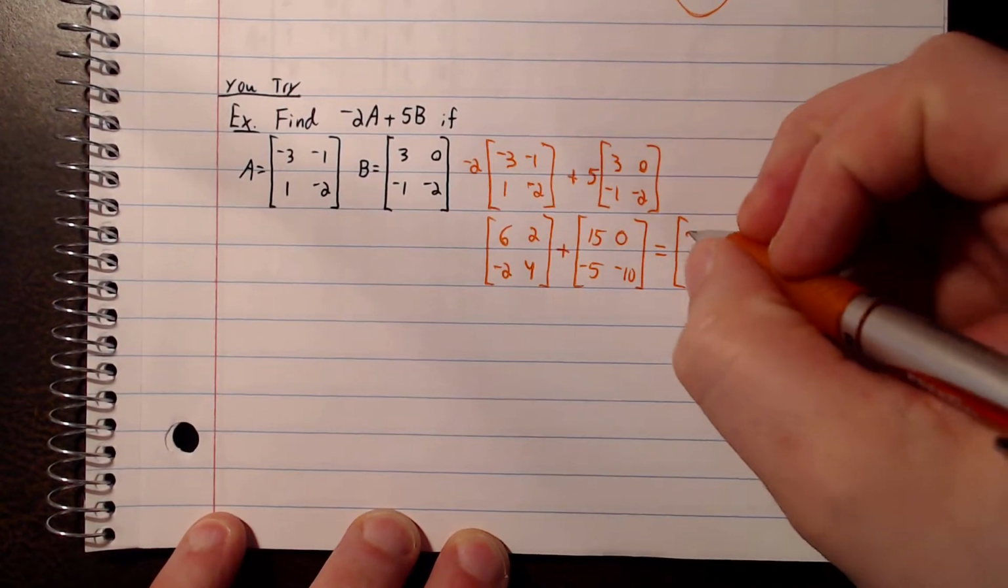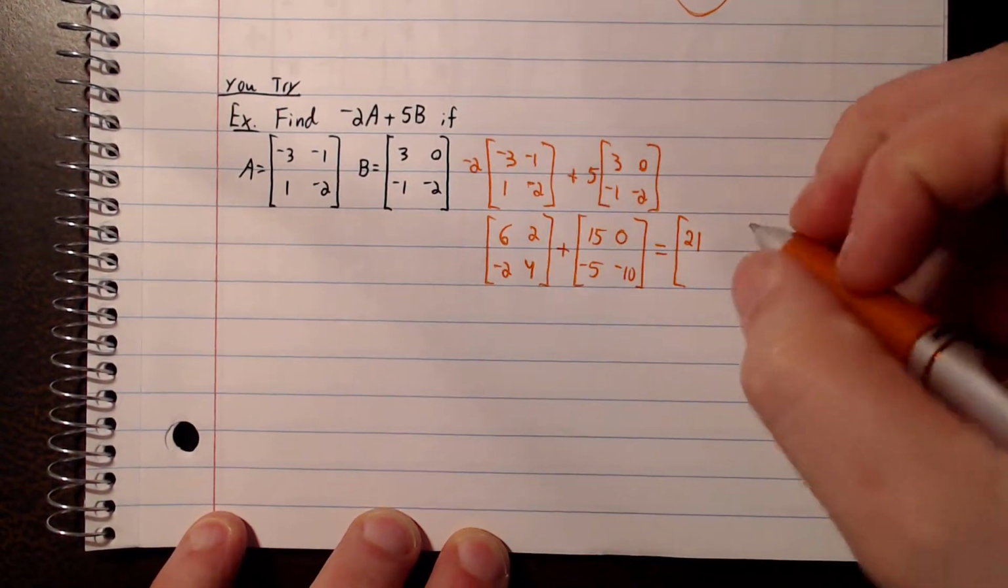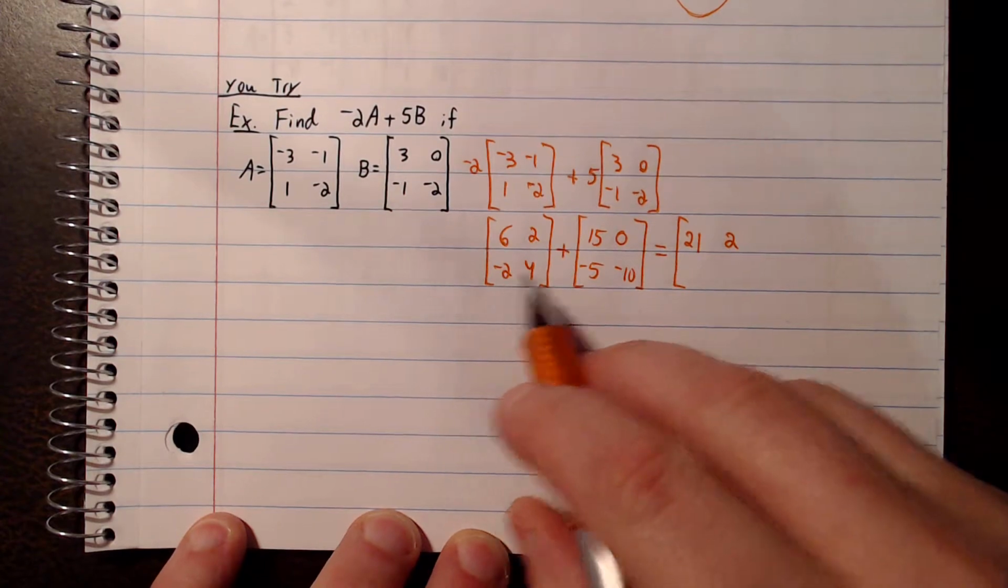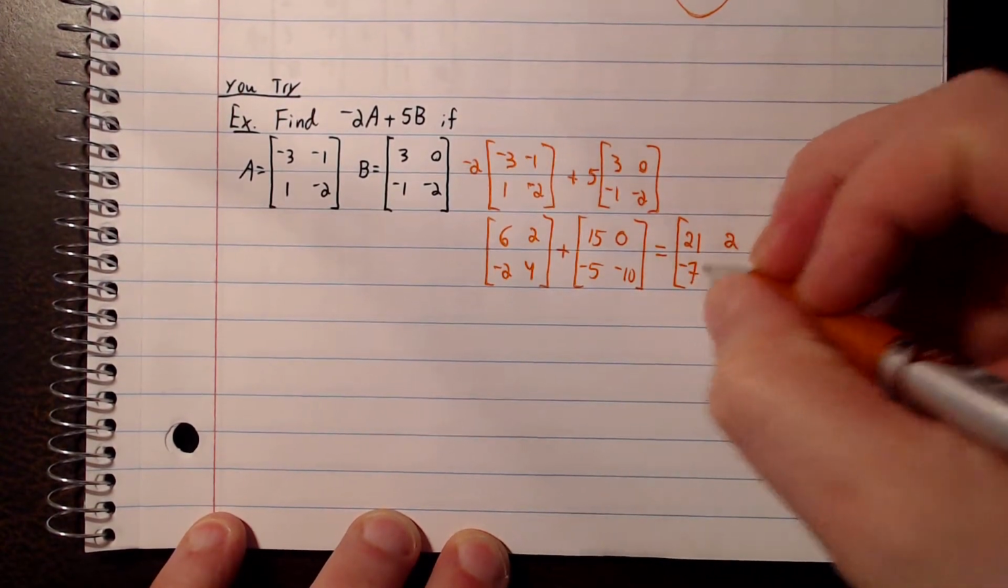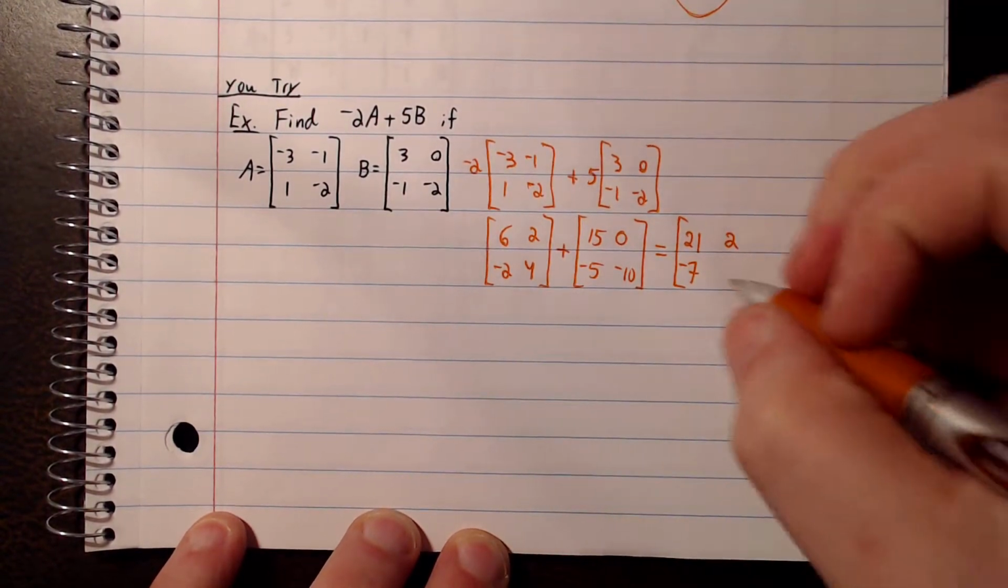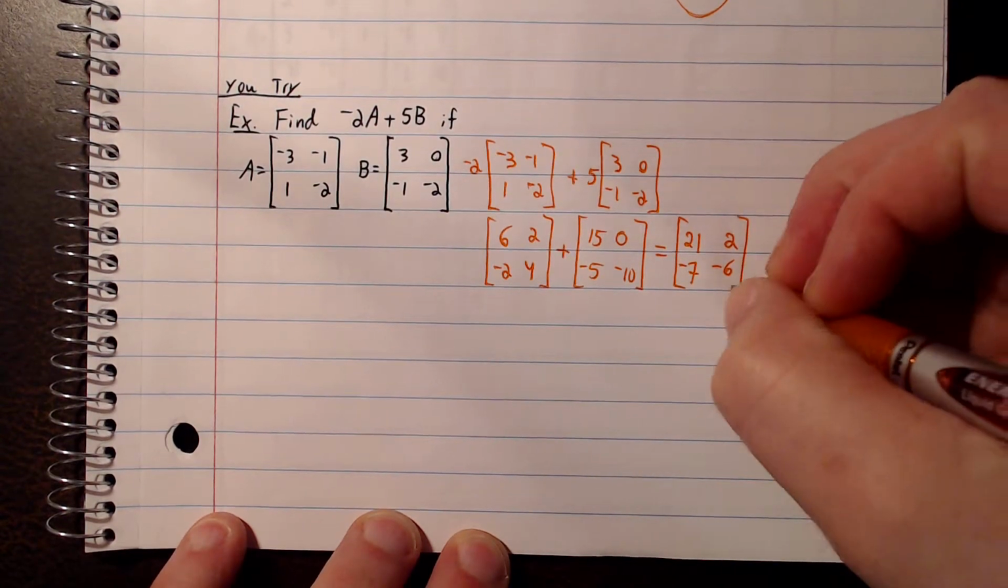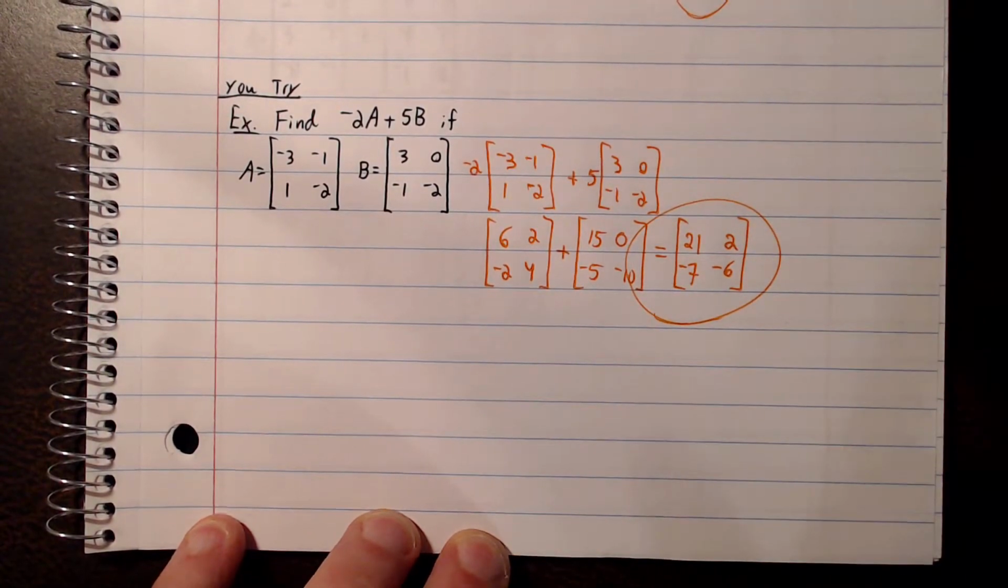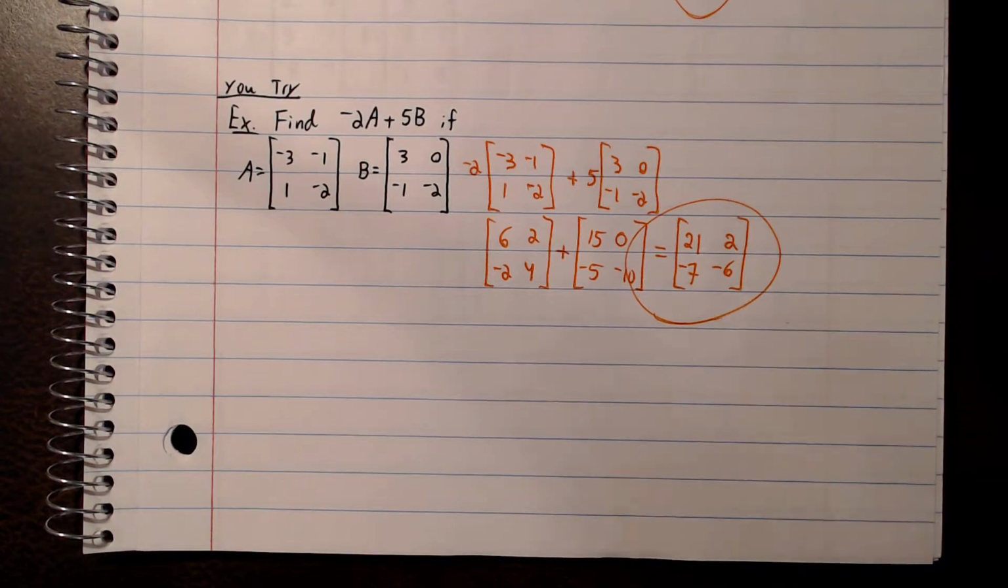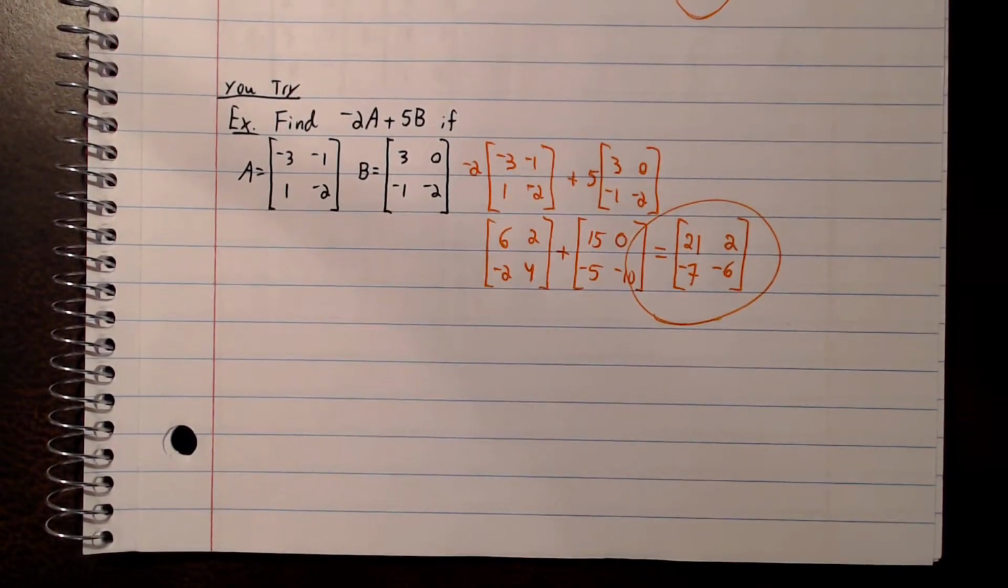6 and 15 is 21. 2 and 0 is 2. -2 and -5 is -7. And 4 and -10 is -6. Right.